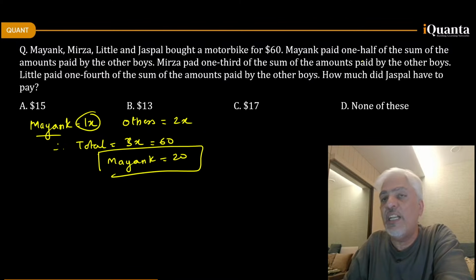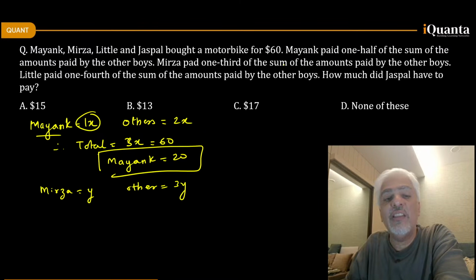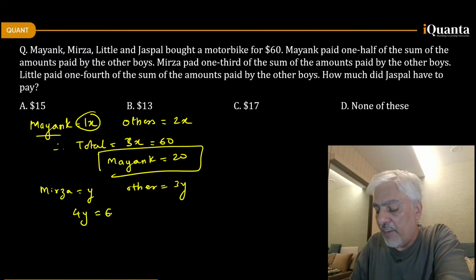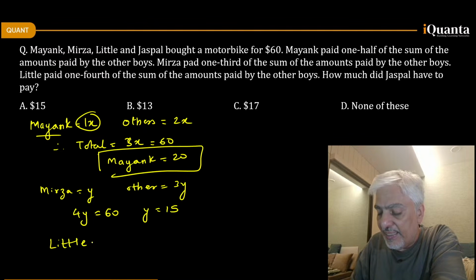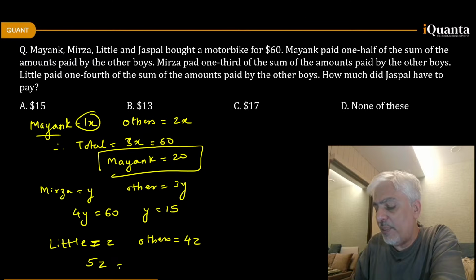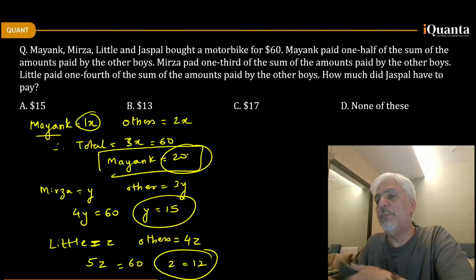Mirza pays 1/3 of the others. So suppose Mirza pays y. So the others pay 3y because Mirza is paying 1/3 of the others. So if Mirza is paying y, the others are paying 3y. So 4y is the total and 4y is 60. So y is 15. वैसे ही अभी Little के लिए करते हैं. Little pays 1/4 of the amount paid by the others. So if Little pays z, others pay 4z, total is 5z, which is 60. Therefore z is 12. Chalo, if you're comfortable with this, do this method, no problem.